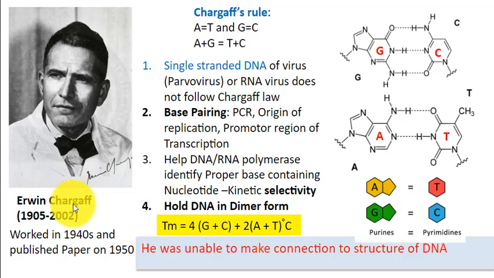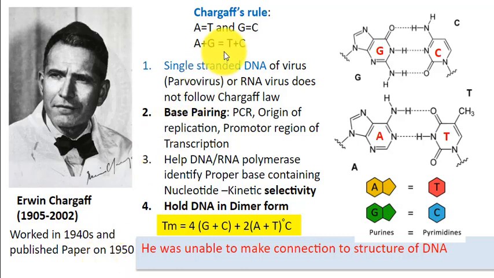Later, Erwin Chargaff also met Watson and Crick in 1952 and explained his findings. His findings were one of the cornerstones for the discovery of the double-stranded helical structure. They put all those data together and came up with the discovery of the double-stranded helical structure.